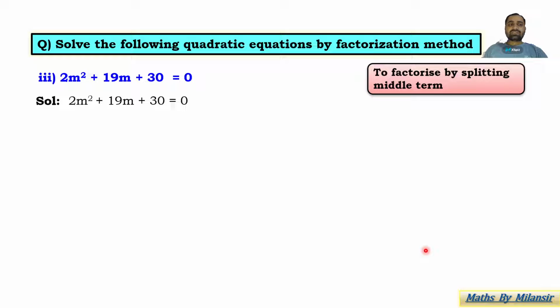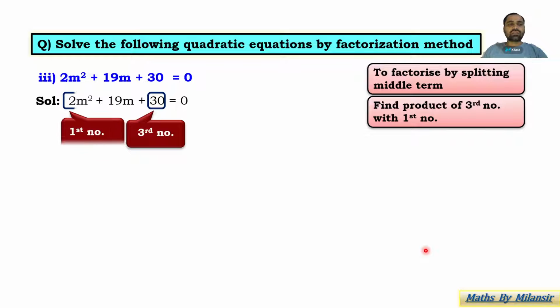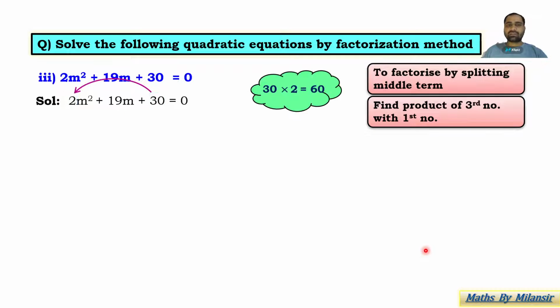So now next is we want to factorize, and by factorization we need the middle term. So what is the product of first and last term? 2 multiplied by 30. So 2 multiplied by 30 is 60. And here the last term is plus. Therefore we get the middle term by addition.